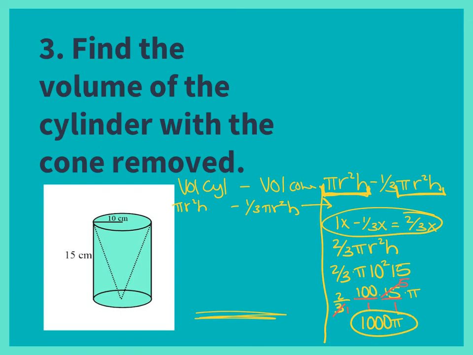And again, if I really wanted to, I could find the entire volume of my cylinder, right? I could do 100 times 15 pi or 1,500 pi. I could do 1/3 times 100 times 15 pi, which cleans up to 500 pi. And if I subtract those, I still get 1,000 pi. Right? So it's not wrong to do the entire volume of the cylinder, the entire volume of the cone, and subtract the answers. But it's also not wrong to say, gee, I only am keeping 2/3. Let's just use this formula.